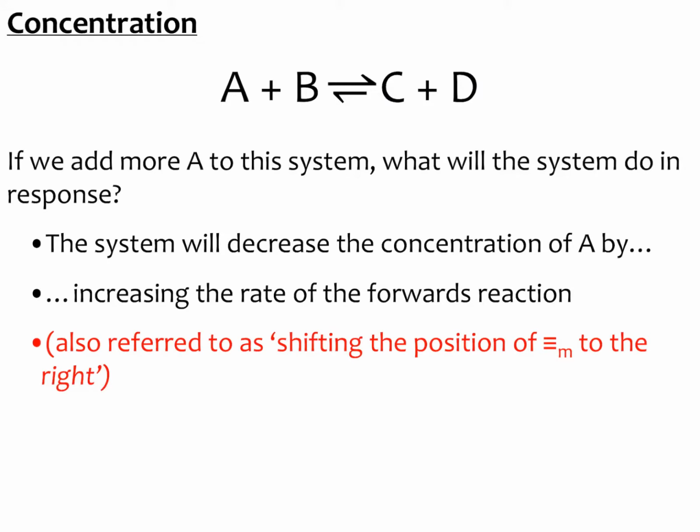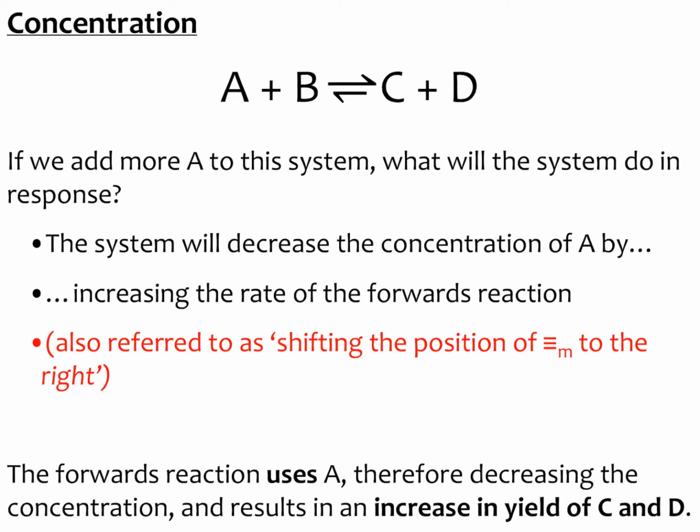Now we can also refer to that as shifting the position of equilibrium to the right hand side. Both of those two things mean the same: increasing the rate of the forwards reaction or shifting the position of equilibrium to the right. Both chemically mean the same thing. Now the forwards reaction uses A, and therefore increasing the rate of the forwards reaction will decrease the concentration of A, and this will result in an increase in the yield of C and D, the products.